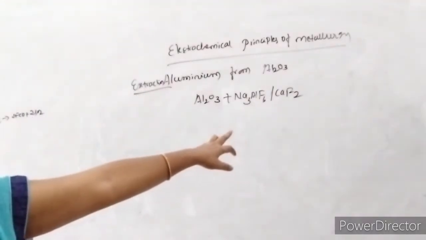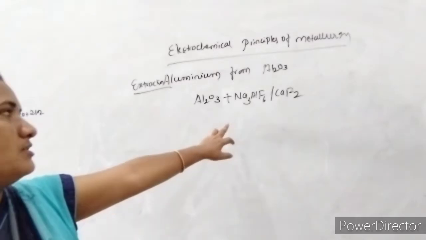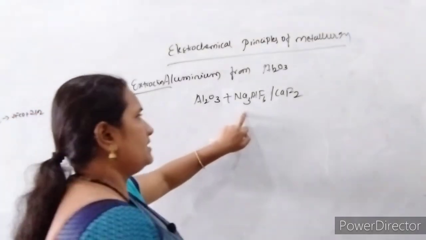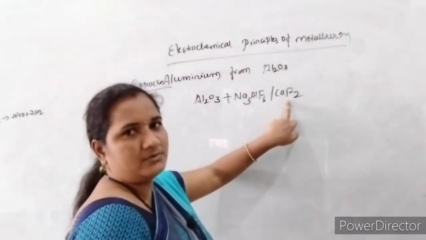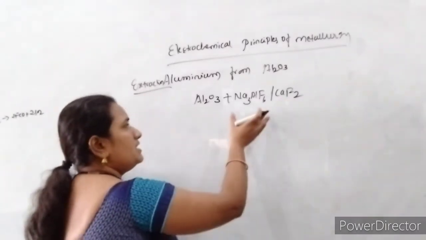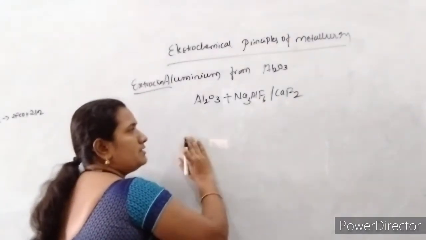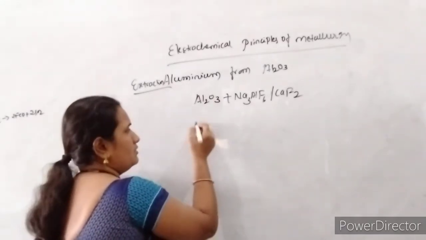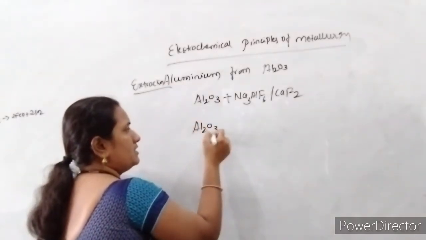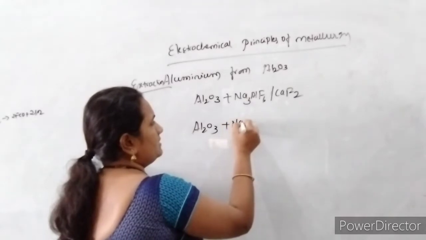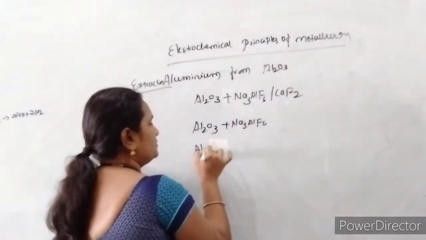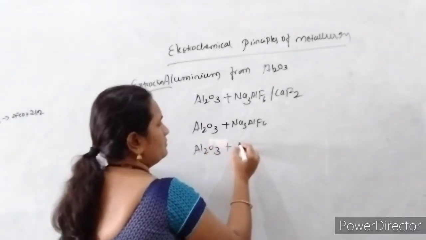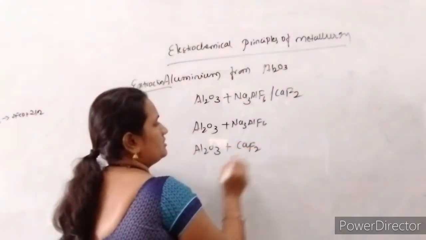Na3AlF6 is nothing but the cryolite. It is also called cryolite. So either we can add this cryolite or also CaF2, calcium fluoride. So Al2O3, the bauxite ore, we can either mix with Na3AlF6, or if it is not available, then we use Al2O3 mixed with calcium fluoride.